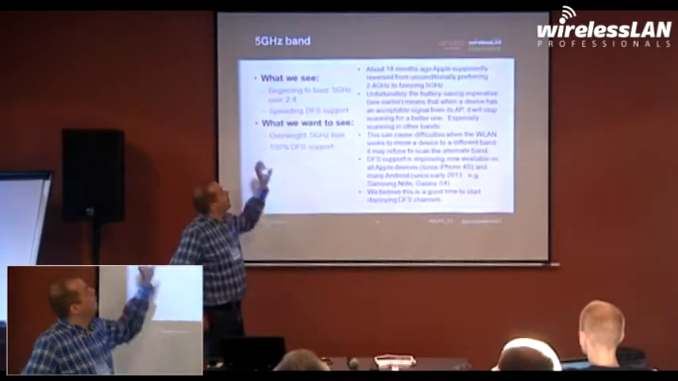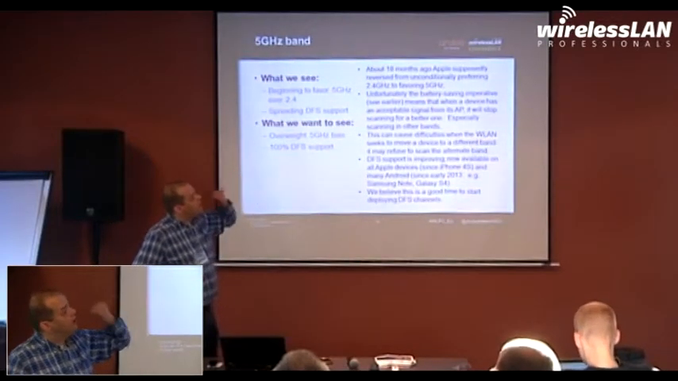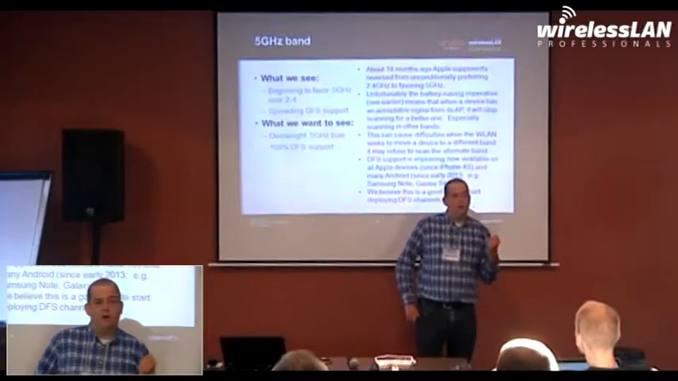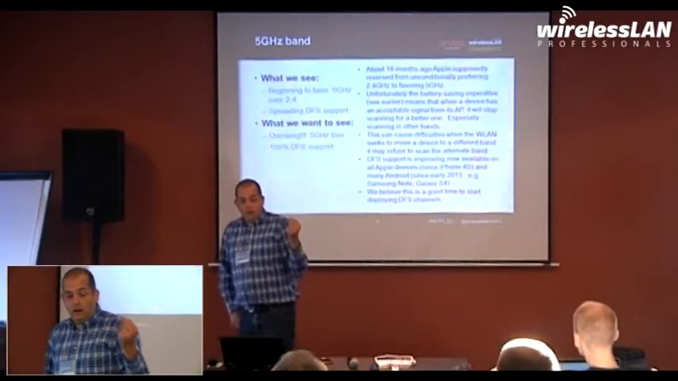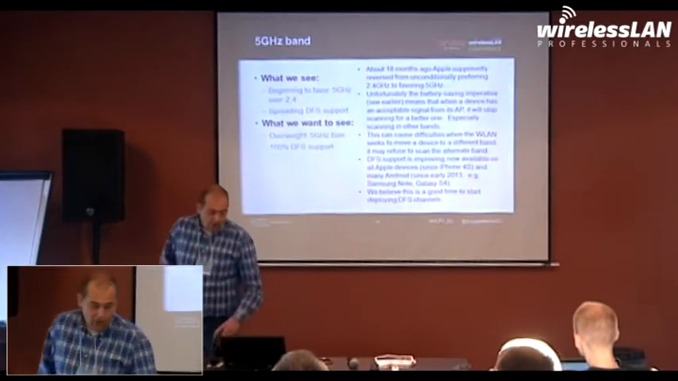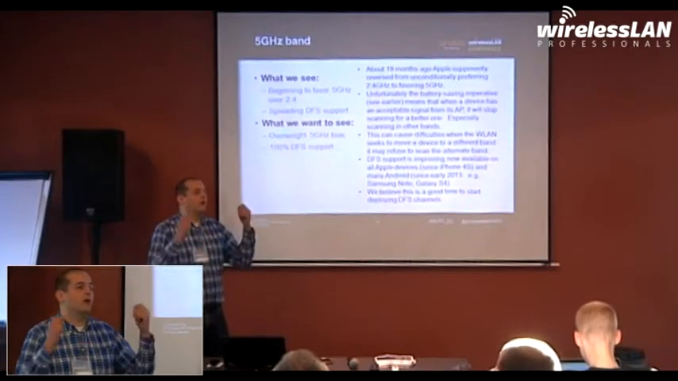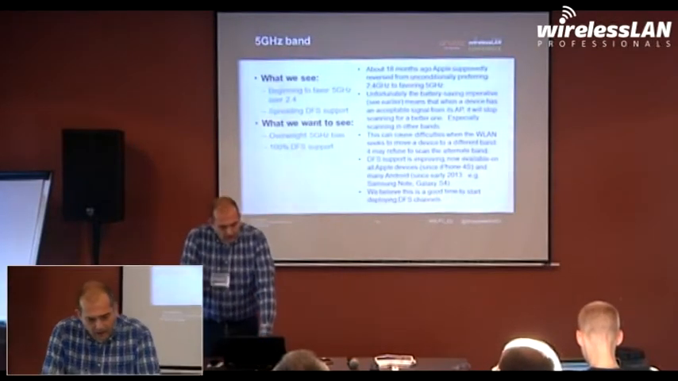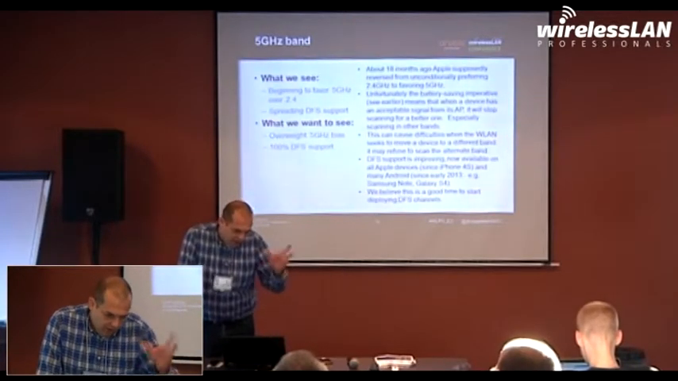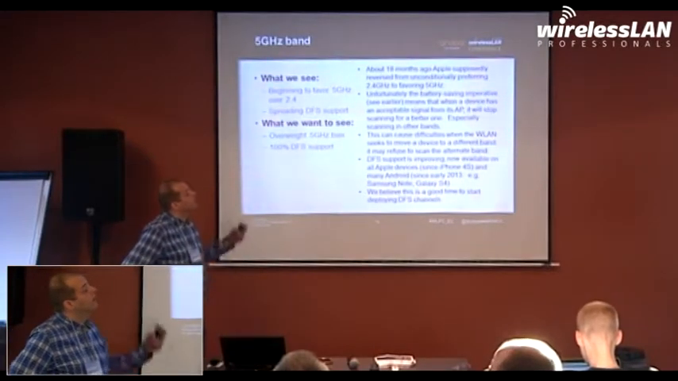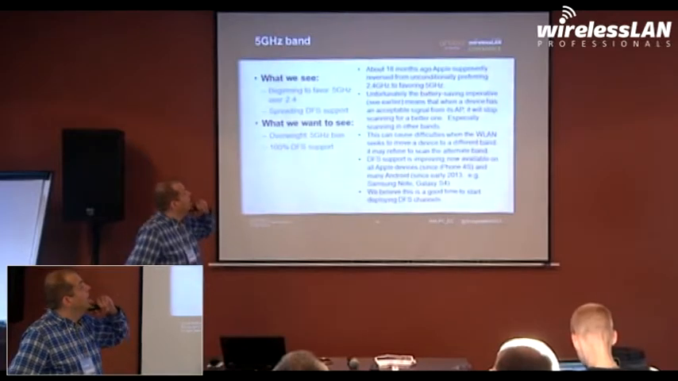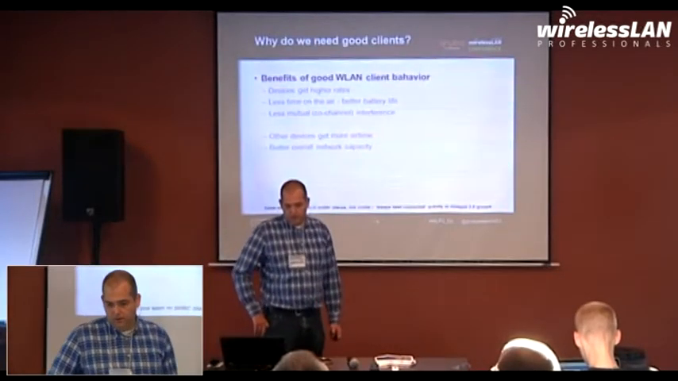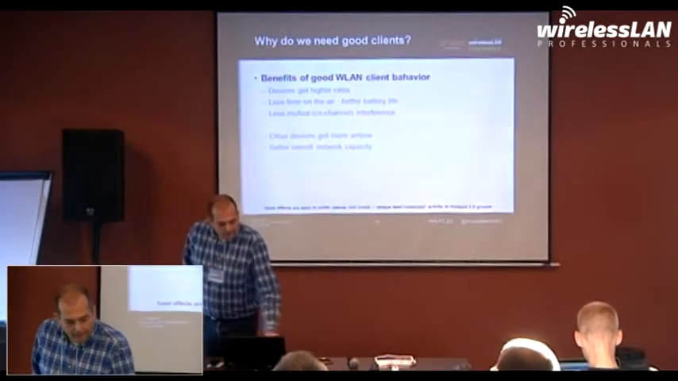So what we are seeing is 5 gigahertz support. We also see that recent Apple devices tend to pick 5 gigahertz in favor of the 2.4 gigahertz band, which is good. Although, because of the battery management of those devices, they just don't scan a lot, so they don't see if there are better APs. So they're still a bit sticky to their access points. Because of that scanning, we see quite some difference between the different implementations and different solutions. But things are improving. Slowly, but they are improving.